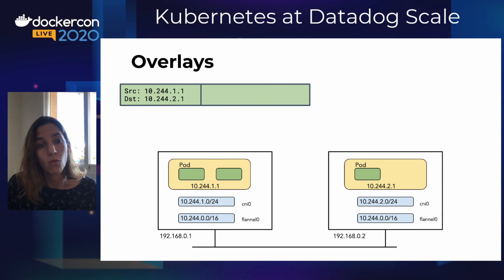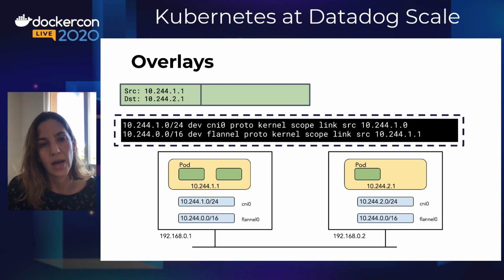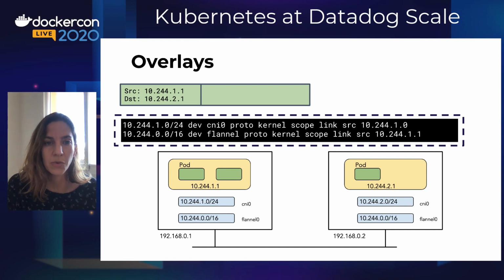So how does it route traffic? Let's imagine that a pod in the first node wants to talk to the pod in the second node. This is what is going to happen. It's going to say, okay, if I want to talk to a pod on my same subnet, just go directly through the Docker bridge. But if I want to talk to a pod in a different subnet, go to an interface called Flannel.